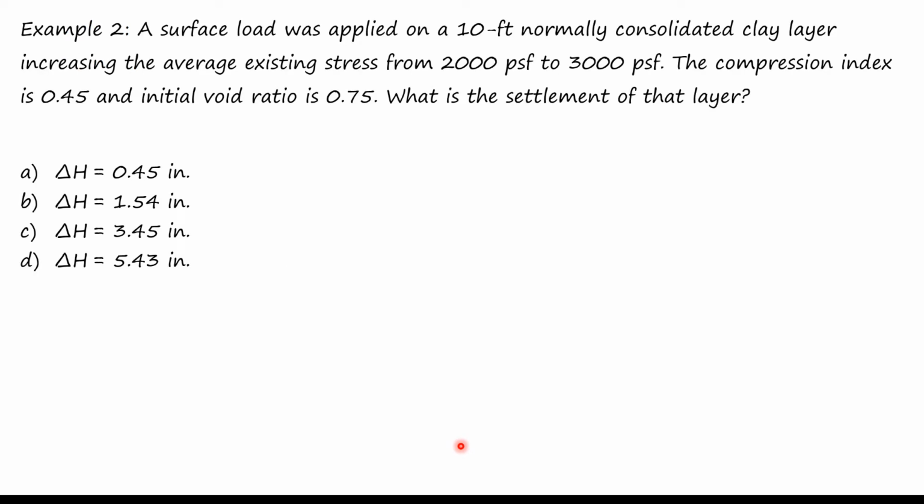and that is option C. Example 2. So we have a normally consolidated clay layer. They applied some stresses on that layer, so it went from an initial stress of 2000 to 3000 psf. Compression index is given as 0.45, and initial void ratio is given as well, 0.75. What is the settlement of that layer? And the answer should be in inches.